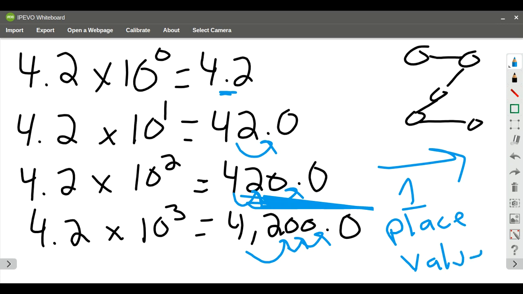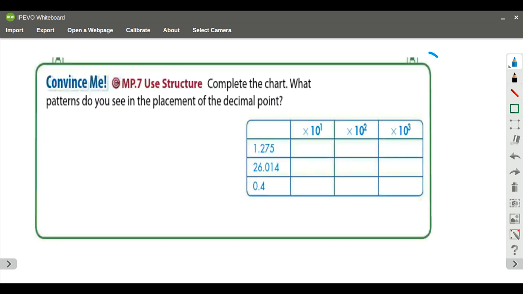Okay, so let's take a look at this and use the question of what patterns I see. Give me just a second to pull up a table for you to work on identifying that pattern. When we use the pattern icon to look at problems or look at math differently, we really are looking at structure. So we're pulling in that mathematical practice of using structure. It says complete the chart. What patterns, again that keyword of patterns, do you see in the placement of the decimal point?